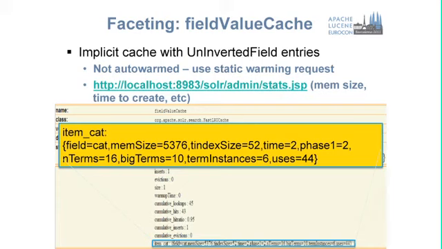You can see some of the stats on the stats page. Because these items are very big, the field value cache actually shows by default all the items in the cache. Some of the information in there is the approximate memory size for every specific field, how long it took to uninvert, the number of terms, the number of big terms, a whole bunch of interesting stuff that you can look at to see maybe if you should be using a different faceting method or get an idea of what this thing's actually costing you.